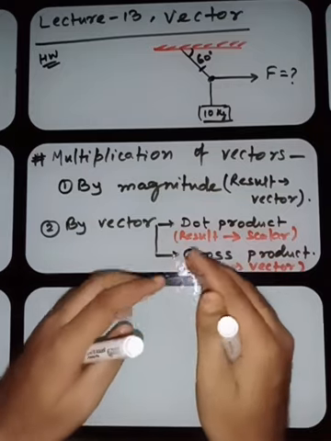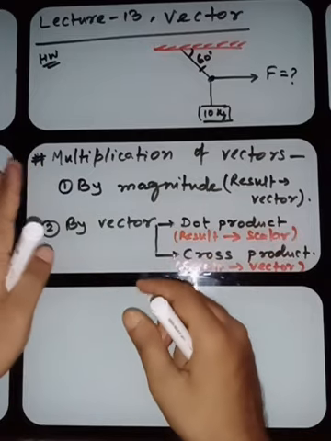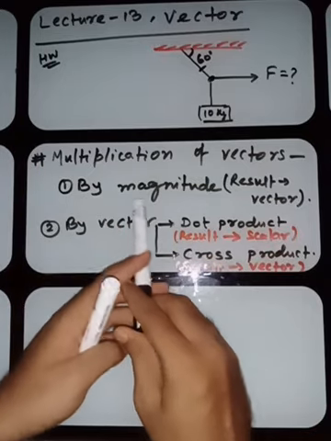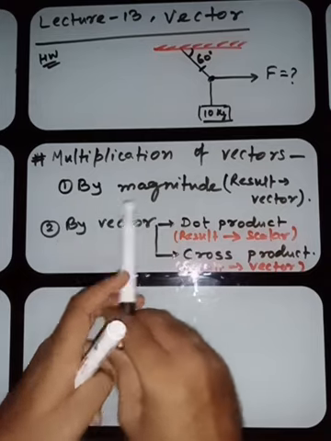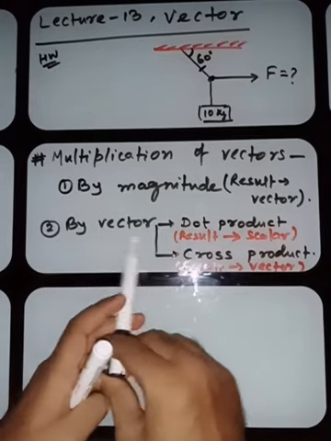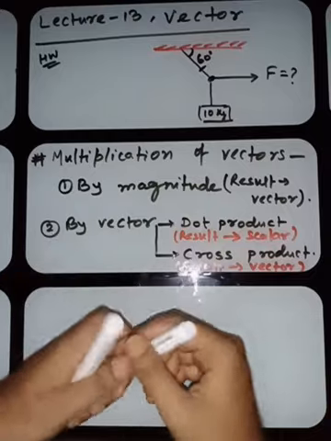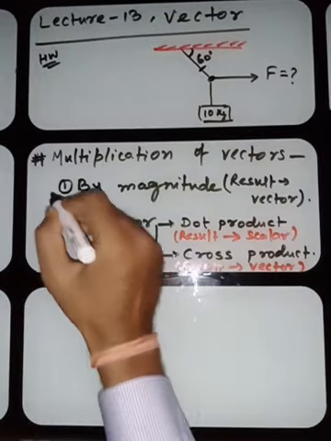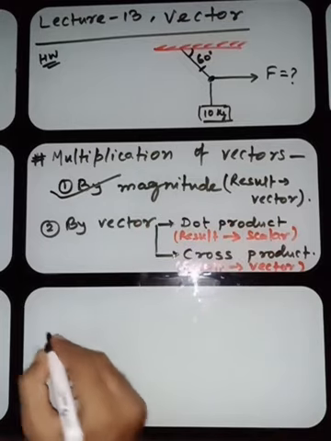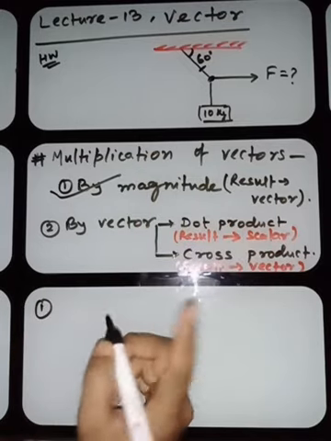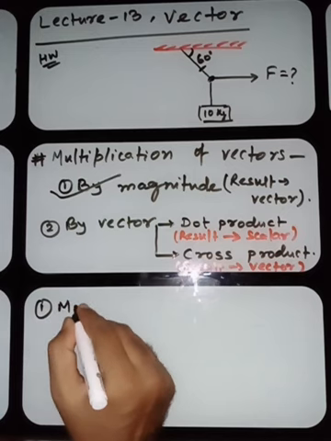So let me start today's lecture with the multiplication of a vector by a magnitude, and then we'll start the dot product and cross product in the next lecture, my dear students. Here the first one, let me finish this one because it will not take much time. The first one, multiplication by magnitude.